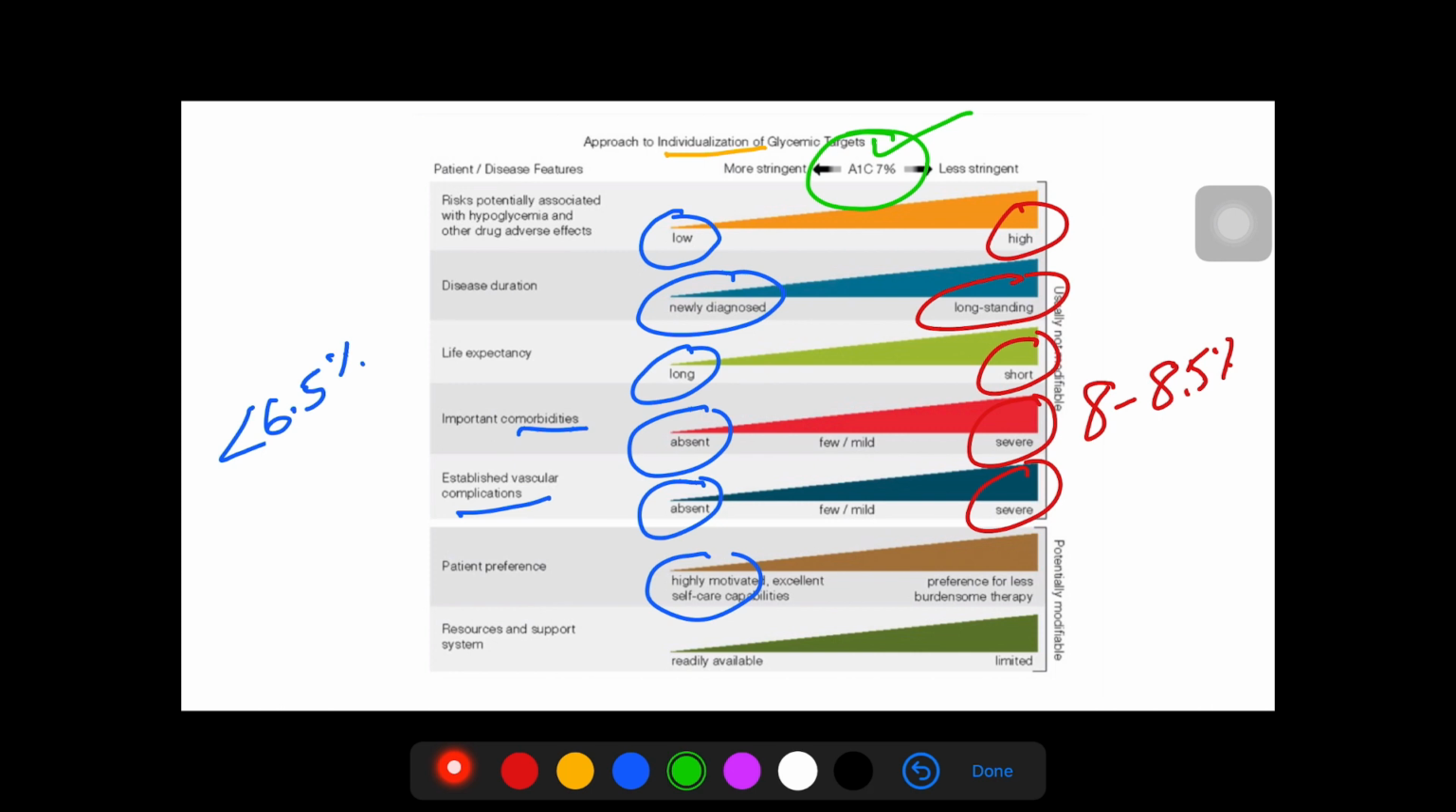So the mean HbA1c target is 7% in an adult non-pregnant.